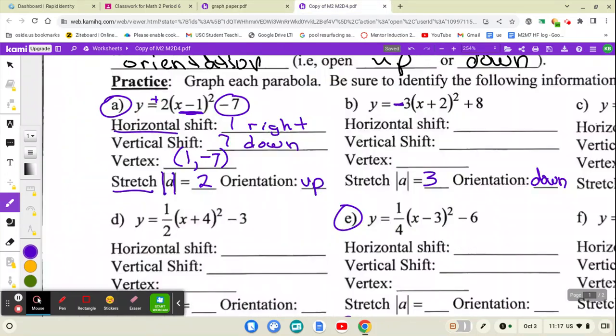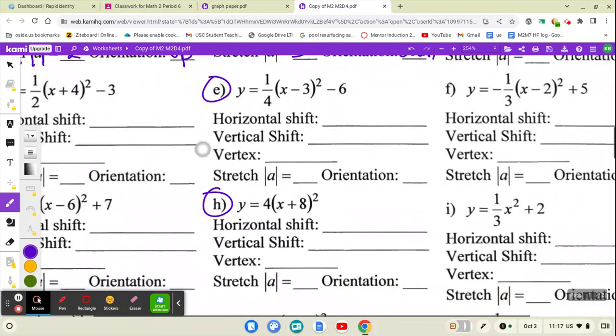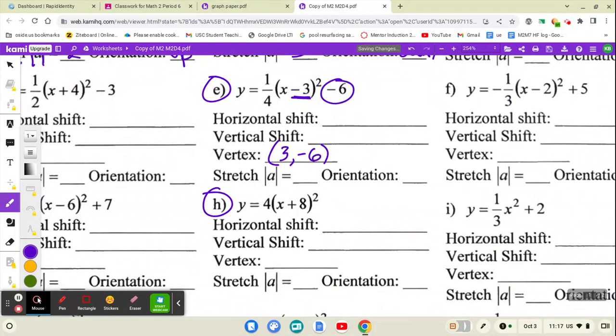Let's try E. First, we're going to fill in the information. I love to start with the vertex. It's the opposite of what you see here, so it's +3. It's exactly what you see here for the y value. The horizontal shift is then 3 to the right, and the vertical shift is 6 down. The stretch is the absolute value of A, which is 1/4. The orientation, because this is positive, is up.